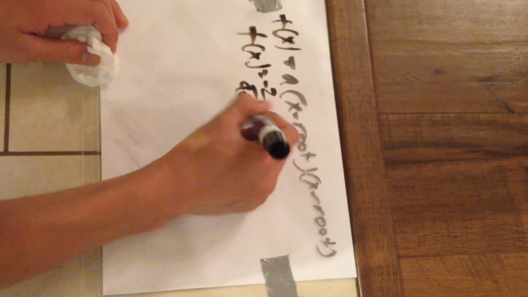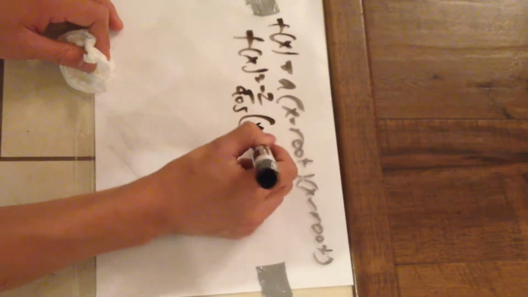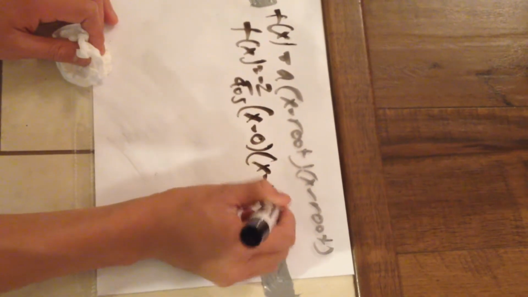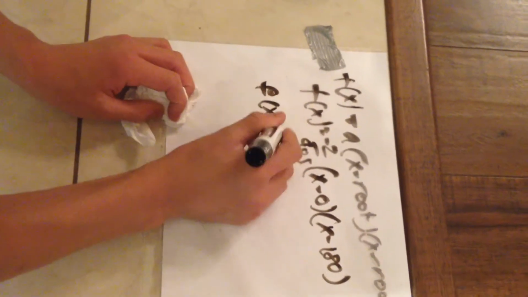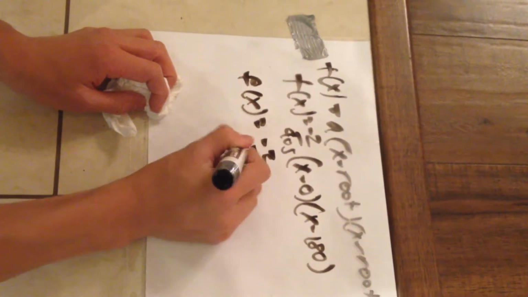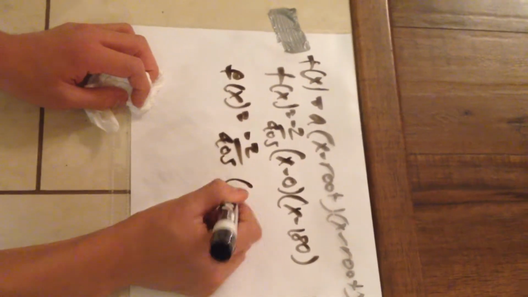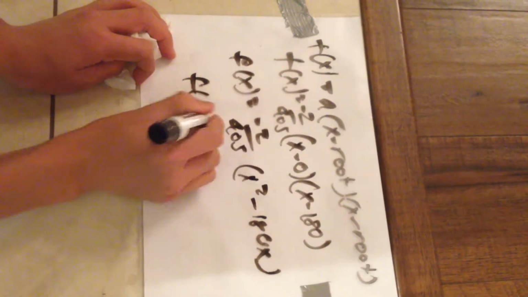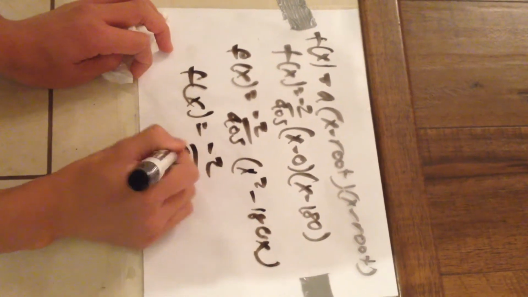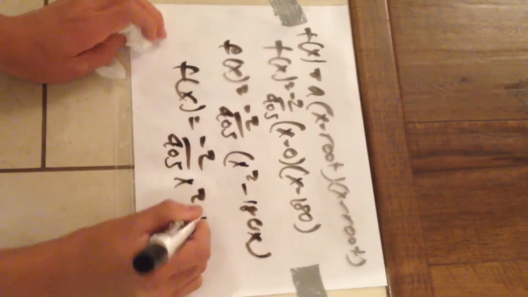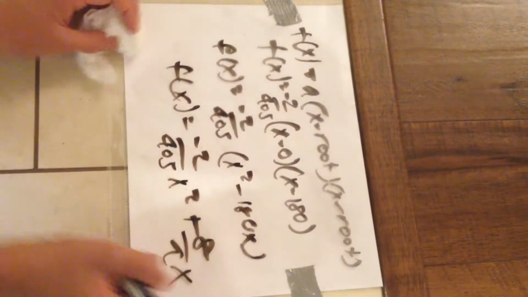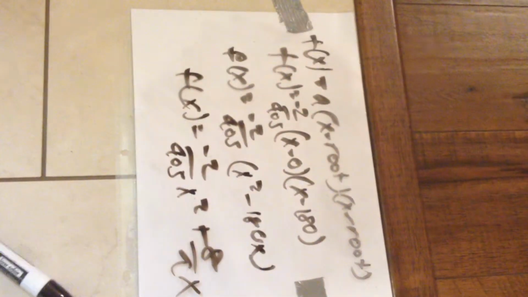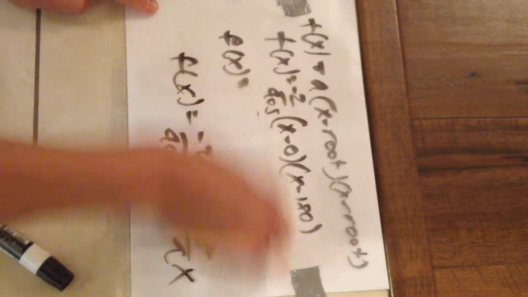Leave the x as is, but substitute the roots: x minus 0, x minus 180. f of x equals negative 2 over 405 times x squared minus 180x. f of x equals negative 2 over 405 x squared plus 8 over 9 x. You have the quadratic equation, but now all you have to do is graph that.